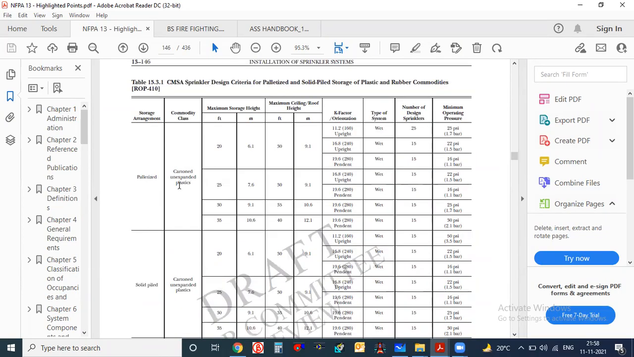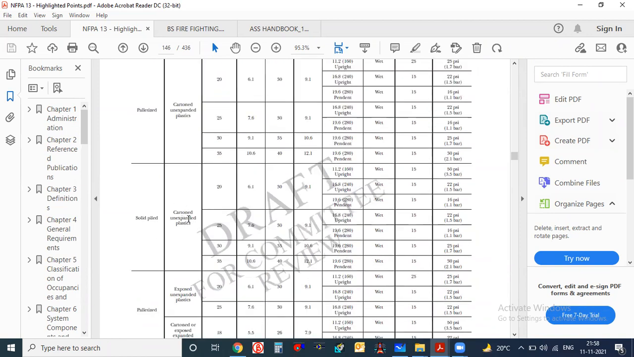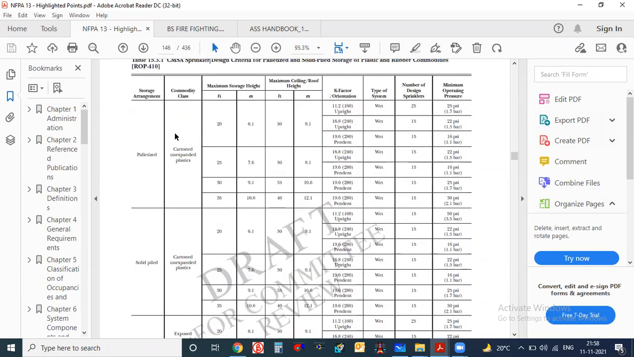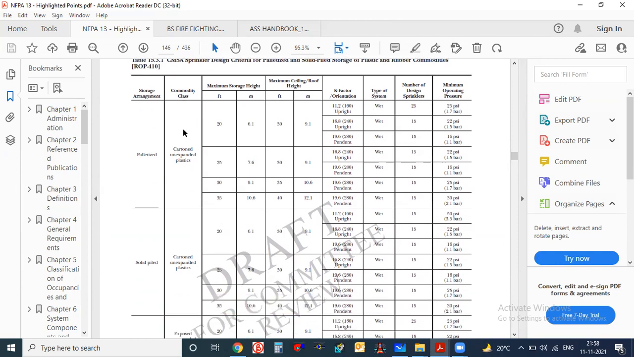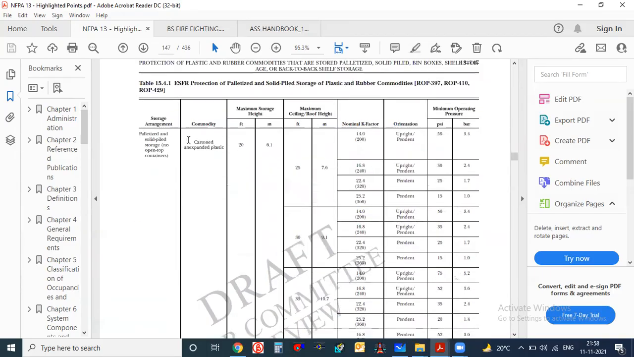They have given again palletized, cartoned and expanded plastic, solid piled cartoned, palletized exposed, solid piled. Now, this is a very specific requirement which you always have to ask from the client. Whatever the storage type of building you are doing, you have to ask these particular terms, like whether it is palletized or unexpanded or expanded, or otherwise you can check from the drawing itself. And here you have to check each and every point: what is the height, what is the ceiling height, what K factor you have to take, number of design sprinklers, minimum operating pressure, type of system. So CMSA sprinkler is always very simple. You just have to understand what type of storage you are designing.